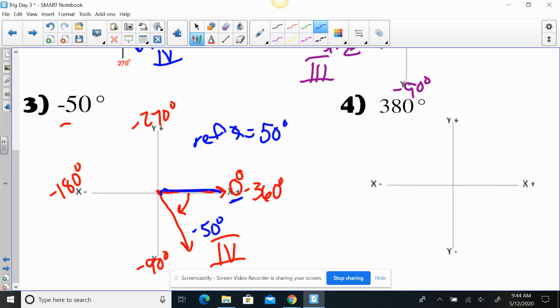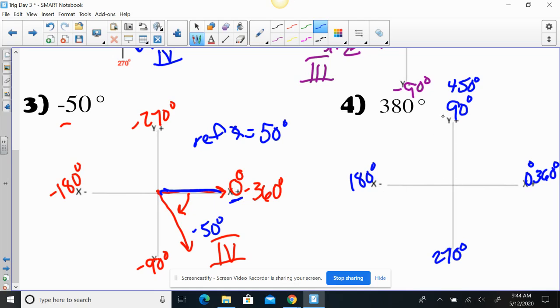380, well, that's a little tricky. So it's positive, so I have 0. I want to go counterclockwise. 90, 180, 270, 360, still not there. So I could just keep adding, right?